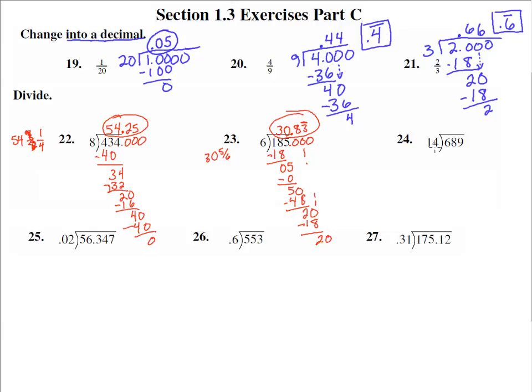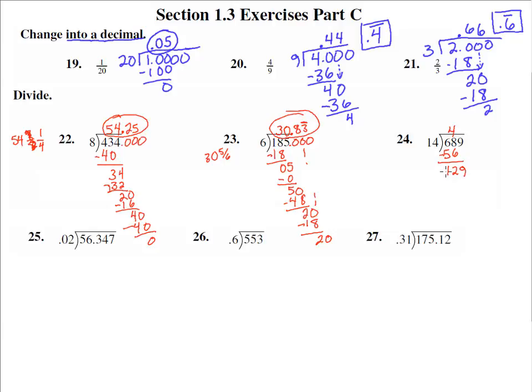Let me see. 3 times 14 is 42. 4 times 14 is 56. 5 times 14 is 70, so that's too big. So 4 times 14 is 56. Subtract it and we get 12. And the 9 drops down here.